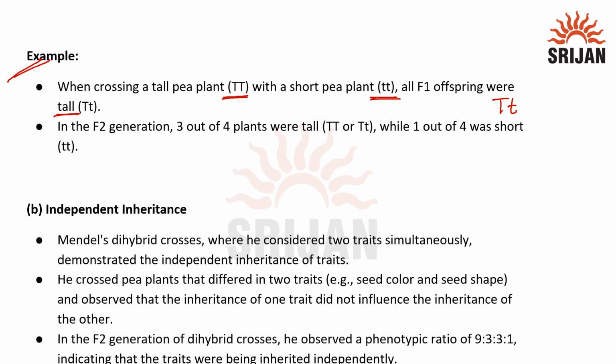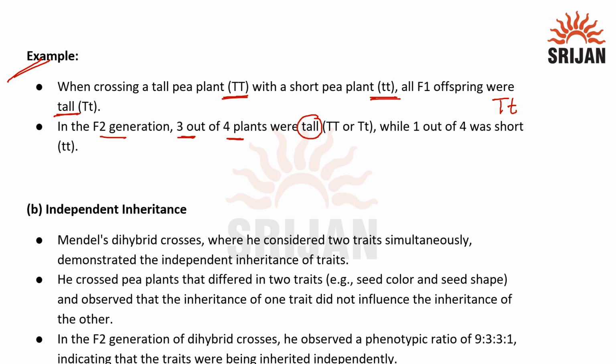So here also we can see the dominance, and in the case of F2 generation, 3 out of the 4 plants were showing tallness, that is again they were showing the dominant trait, and only 1 out of the 4 was showing shortness as a character. That means shortness or dwarfness was a recessive trait.